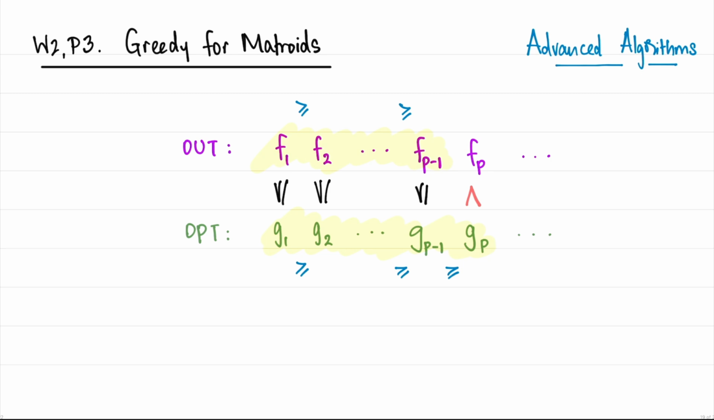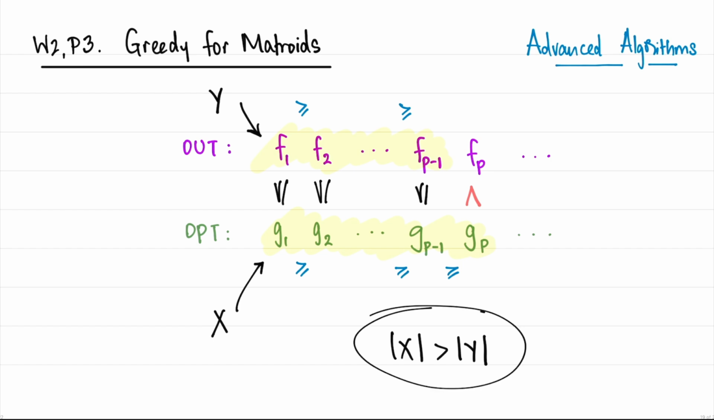Now pause here for a second and think about what property of the matroid we could invoke to get our final contradiction. Notice that this set here is bigger than this one here. Let me call this set X, and this set Y, the two highlighted sets. So just to be clear, X is G1, G2 up to GP, and Y is F1, F2 up to FP minus 1. Now X is bigger than Y, and this should ring a bell because this is the prerequisite for the exchange property.